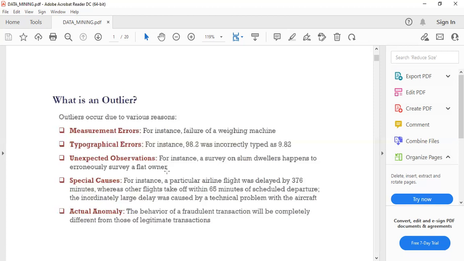Special causes. For instance, a particular airline flight was delayed by 376 minutes, whereas other flights take off within 65 minutes of their scheduled departure. The inordinately large delay was caused by a technical problem with the aircraft. Actual anomaly. The behavior of a fraudulent transaction will be completely different from those of legitimate transactions.